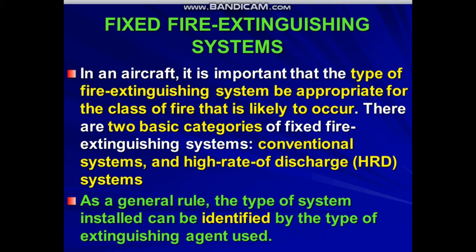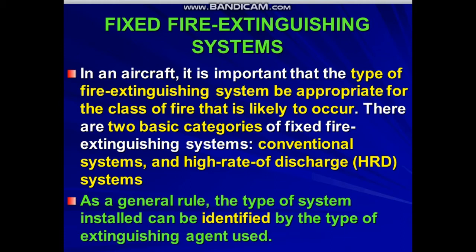There are two basic categories of the fixed fire extinguishing system, and they are conventional systems and, the second type, high rate of discharge systems. These two systems are the types of fixed fire extinguishing system, and we will talk about each one individually.